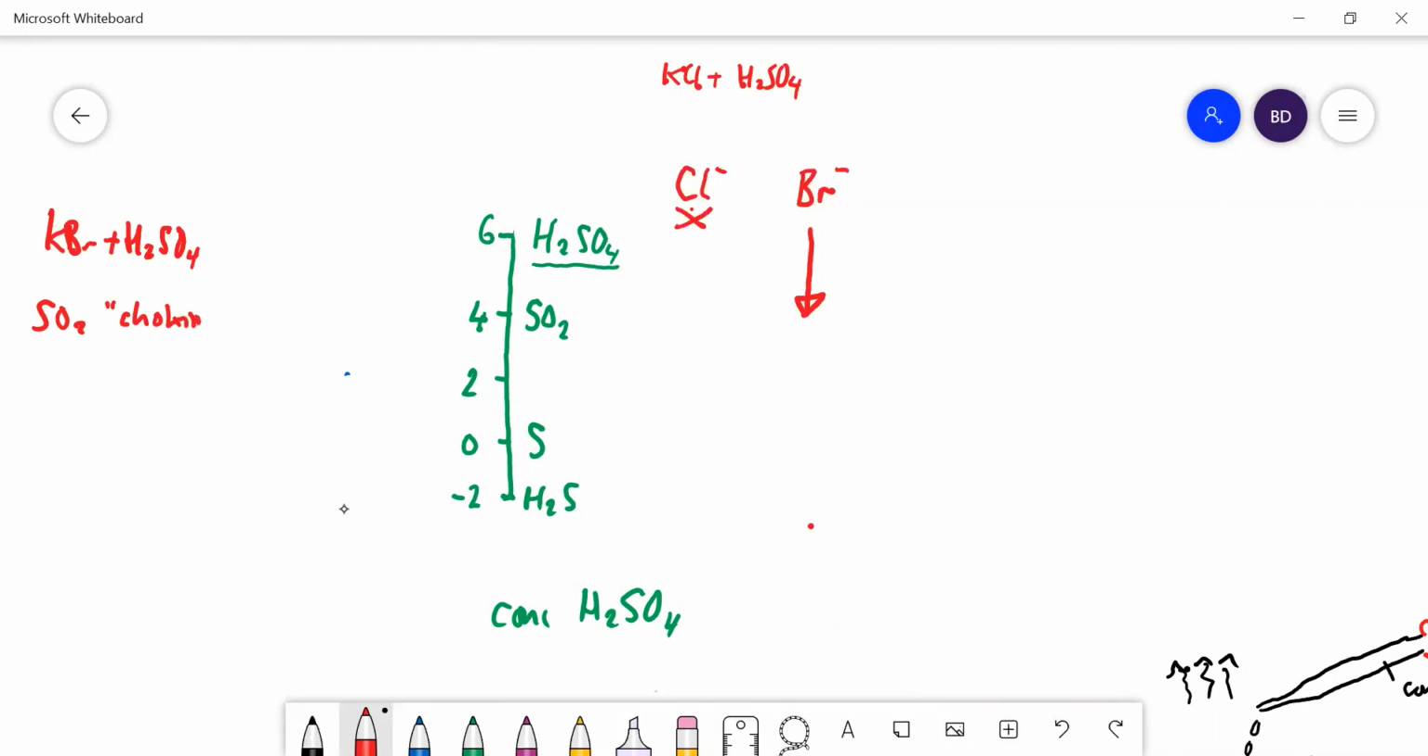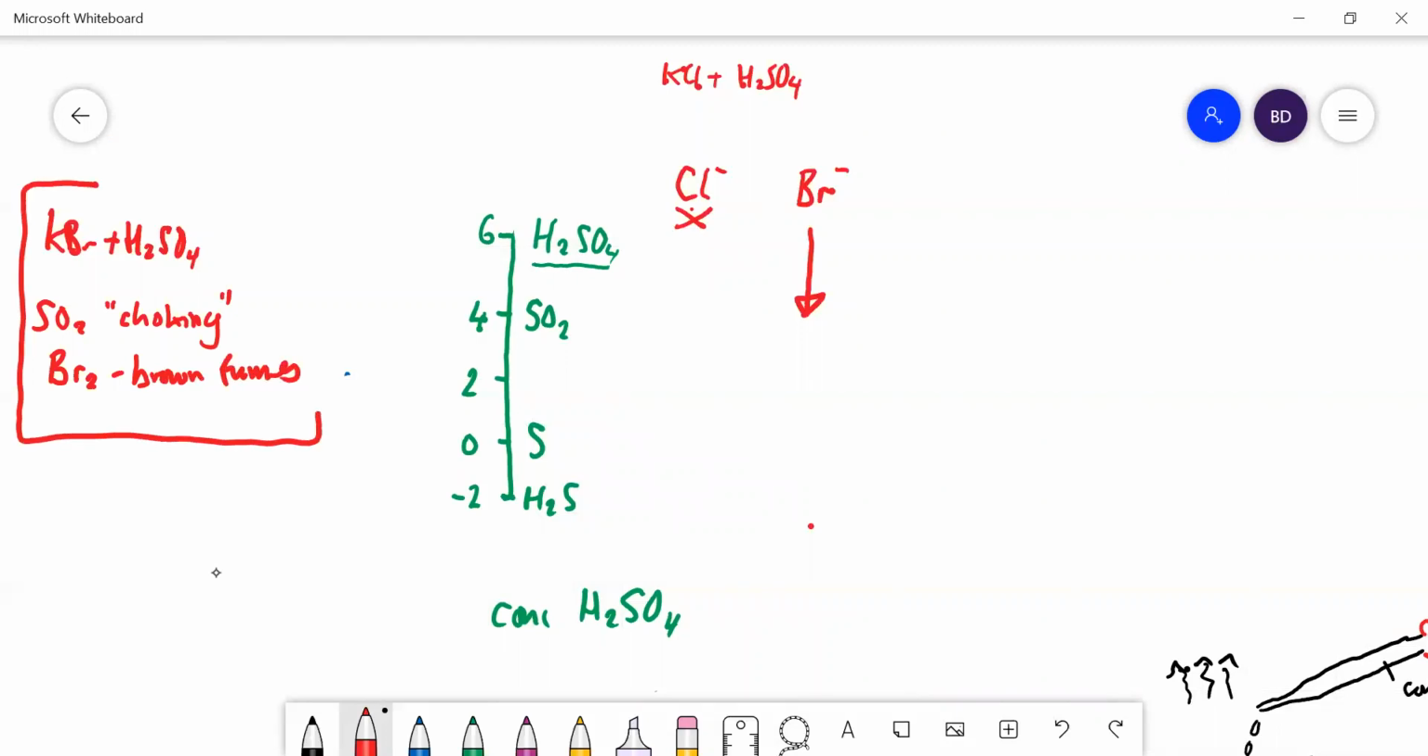Usually described as choking. You're supposed to do it in a fume cupboard, so you shouldn't get the choking smell. Also, if you're going to get this SO2, because the bromide is reducing the sulfuric down to there, that means the bromide itself must be getting oxidized, and it gets oxidized to bromine vapor. So you're going to see some nice brown fumes. When you add your conc sulfuric to your nice white virginal white KBr, it goes into this dirty brown mess because you're making bromine, and you get these SO2 choking fumes coming off it. So that's what happens with KBr.